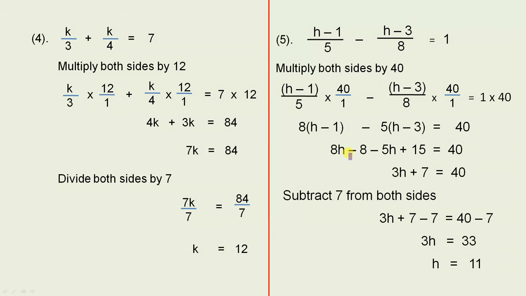Collect the like terms. 8h minus 5h is 3h. Minus 8 plus 15 is plus 7. That gives us 40. Subtract 7 from both sides. We've done that here. The 7's cancel. 40 minus 7 is 33. So 3h equals 33. Divide both sides by 3 to give us h equals 11.